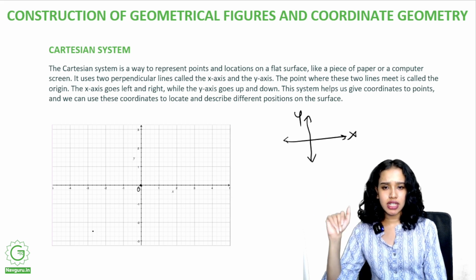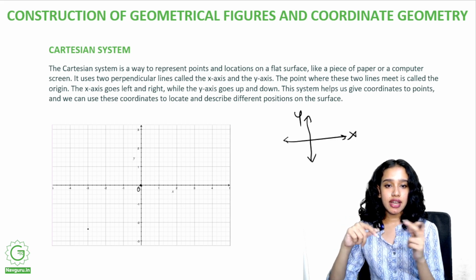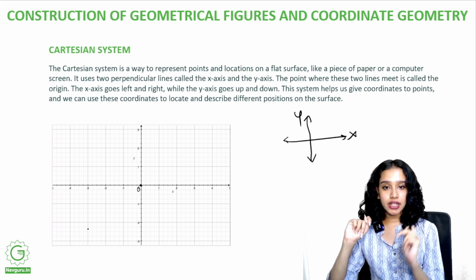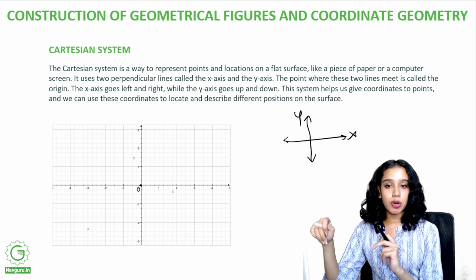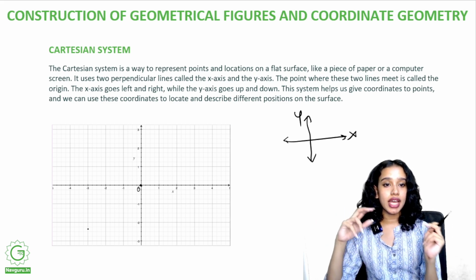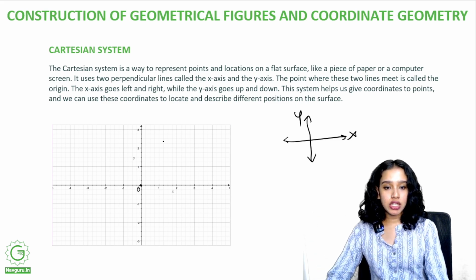We are imagining this so that things would be easier. Now, the x goes left and right while the y goes up and down. This system helps us give coordinates to points, and we can use these coordinates to locate and describe different positions on the surface. So if I have a point here, what is this point?